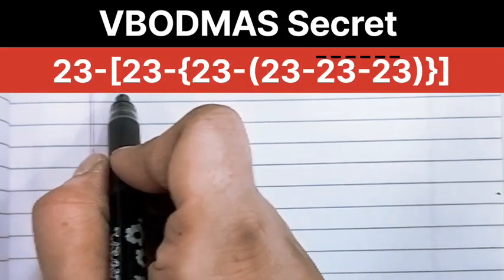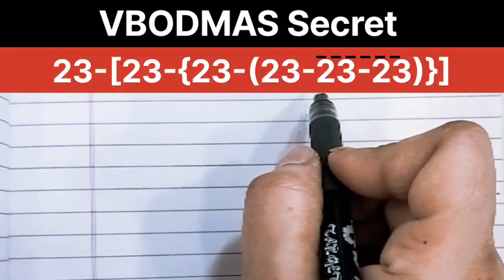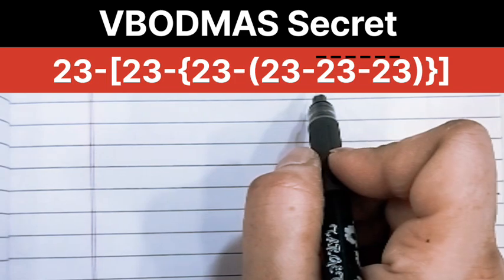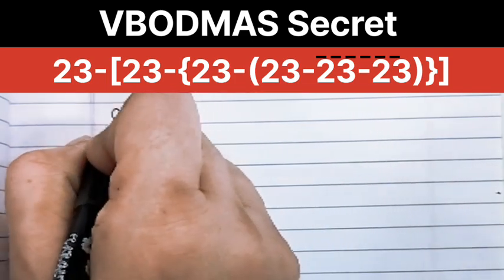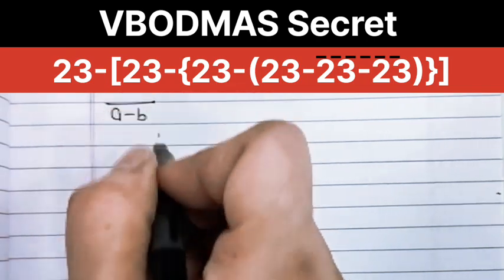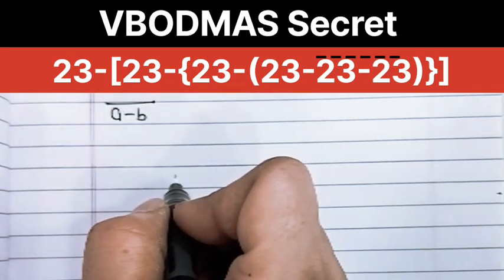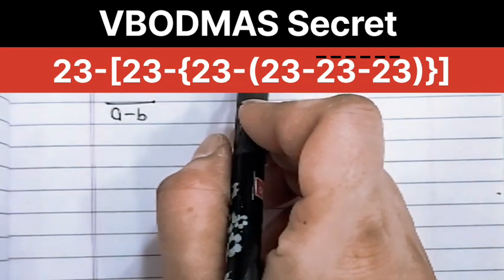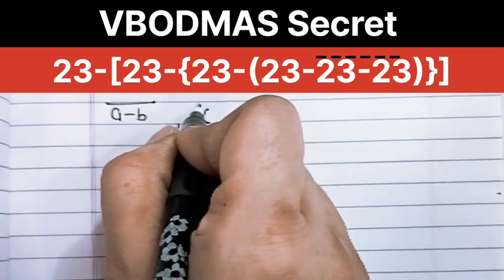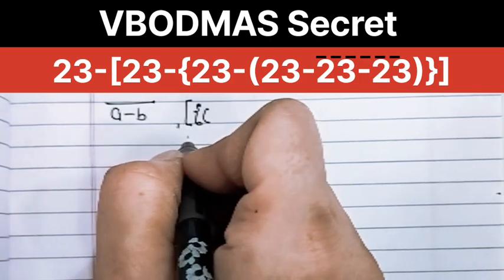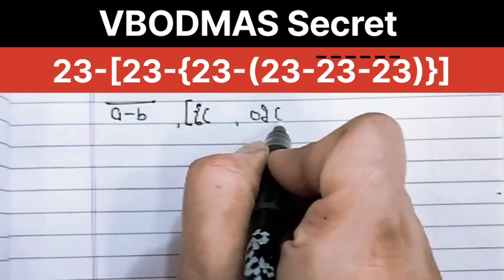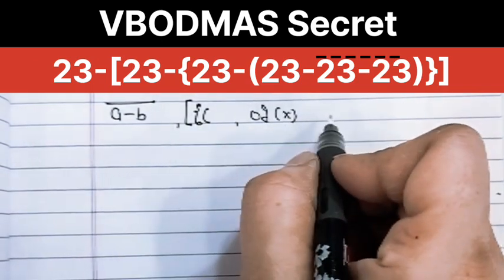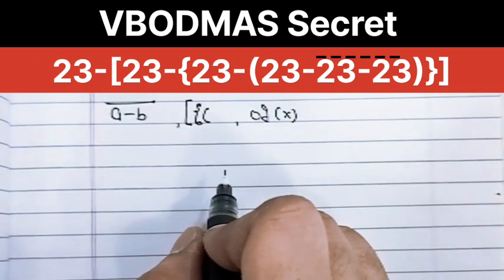So friends, to solve this mathematical expression, we follow the VBODMAS rule, which dictates the order of operations. V stands for vinculum. As you can see, a minus b and the numbers over the bar, this is the vinculum bar. And then brackets: first small brackets, curly brackets, and then square brackets, in that order. O stands for of, meaning multiplication, and then after that division, multiplication, addition and subtraction.